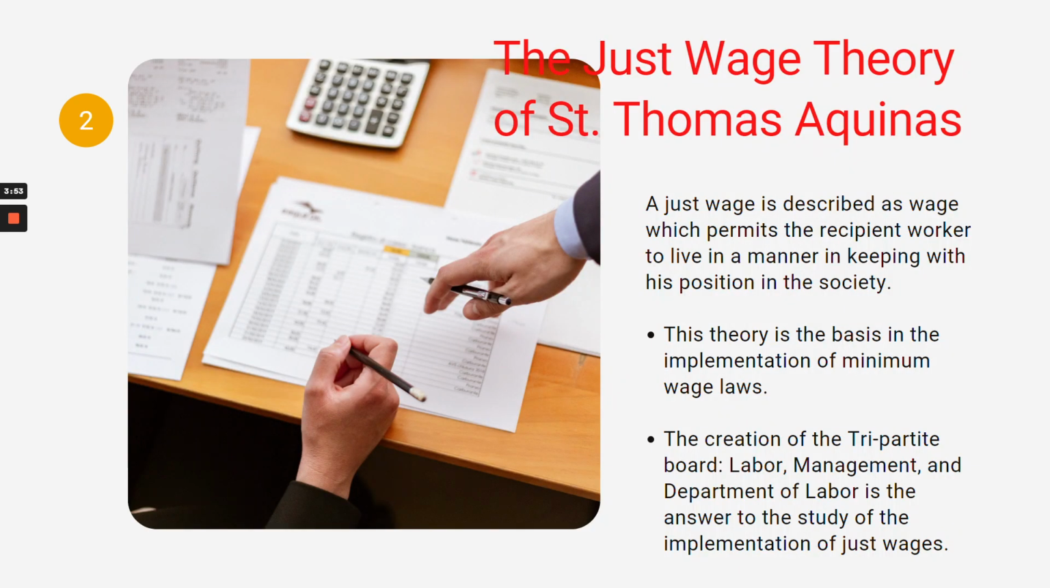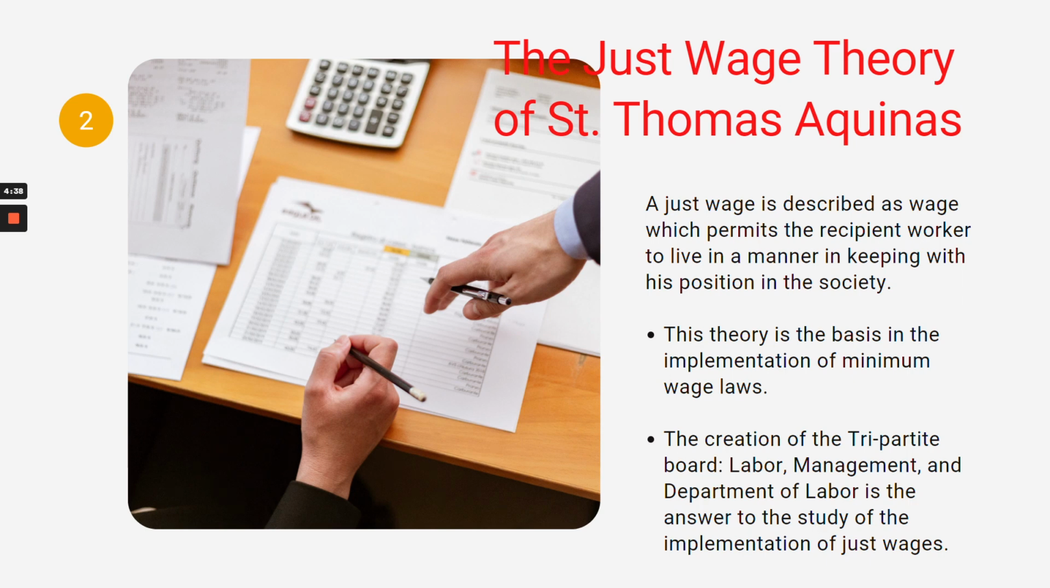The second theory is the just wage theory. Okay, the just wage theory states that a just wage is a wage which permits the recipient worker to live in a manner in keeping with his position in the society. Because again, the rate of your salary will also reflect, or have a relationship with, your status in the community or in the company. And this theory is the basis in the implementation of minimum wage laws, right?